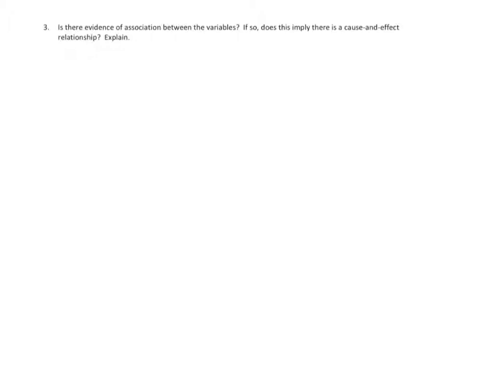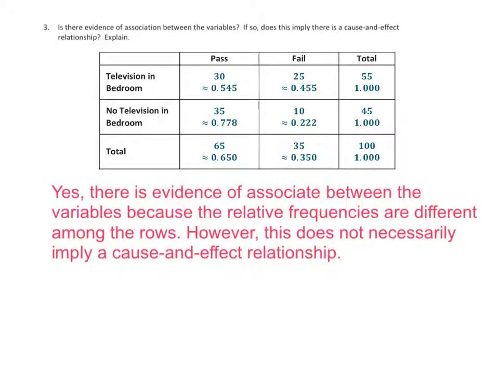Question 3. Is there evidence of association between the variables? If so, does this imply there is a cause and effect relationship? Explain. Yes, there is evidence of association between the variables because the relative frequencies are different among the rows.